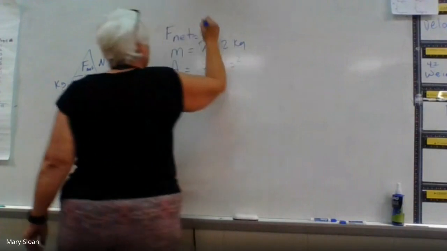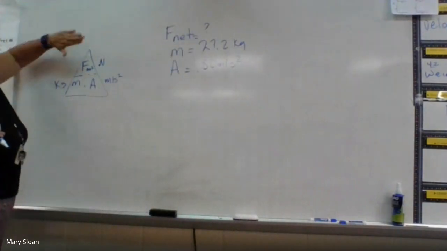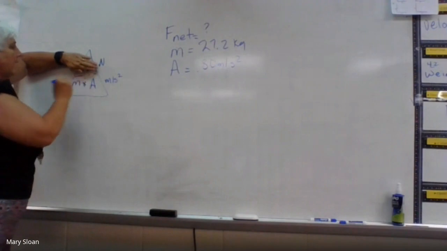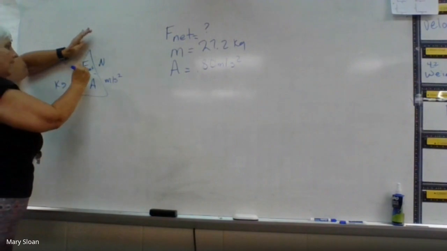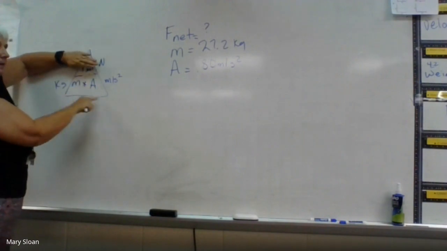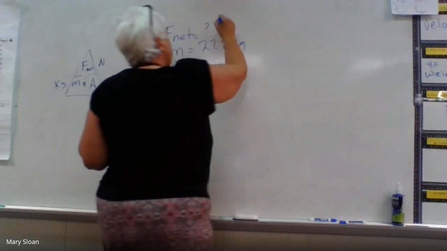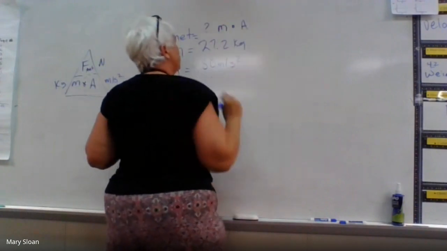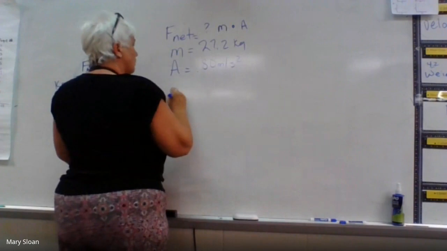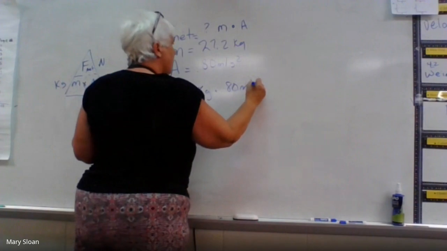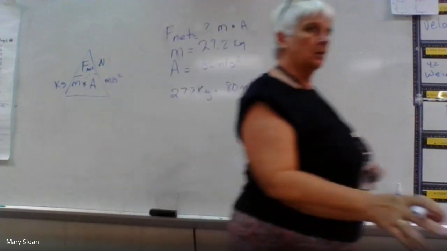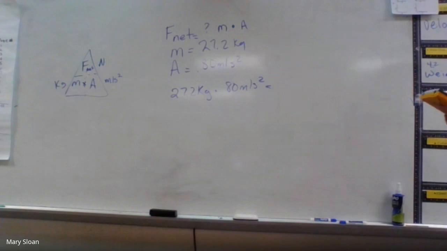Force net. So, cover what you're looking for. I am going to take my mass and I'm going to times my acceleration. This is divide. This is times. You got it? So for force net, that is mass times acceleration. So I'm going to do 27.2 kilograms times 0.80 meters per second squared. So let's multiply this. Kristen, what did you get?